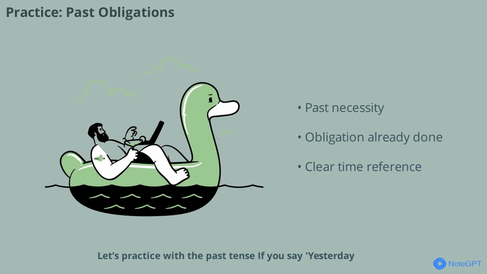Let's practice with the past tense. If you say, yesterday I had to call my friend, it means the call was necessary at that time. Maybe it was important news or something urgent. Using had to shows that the obligation was in the past.